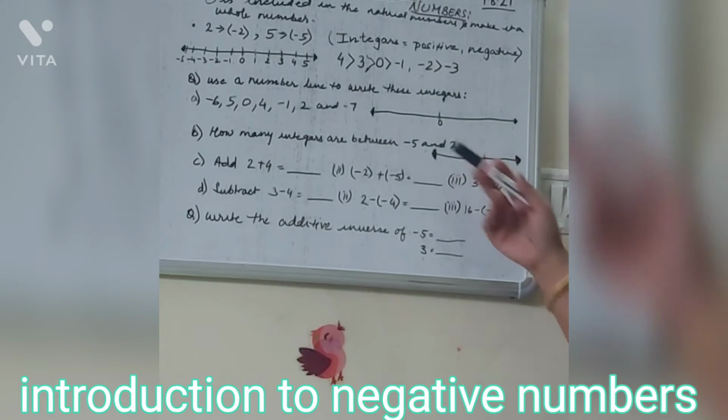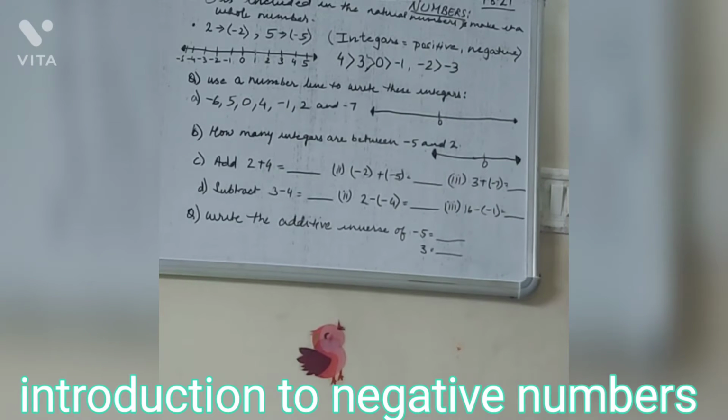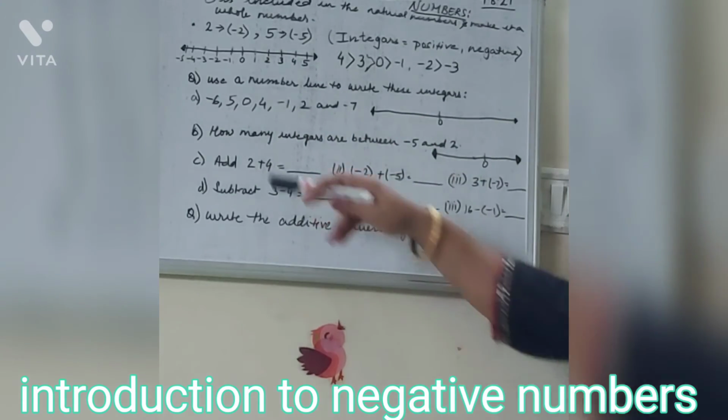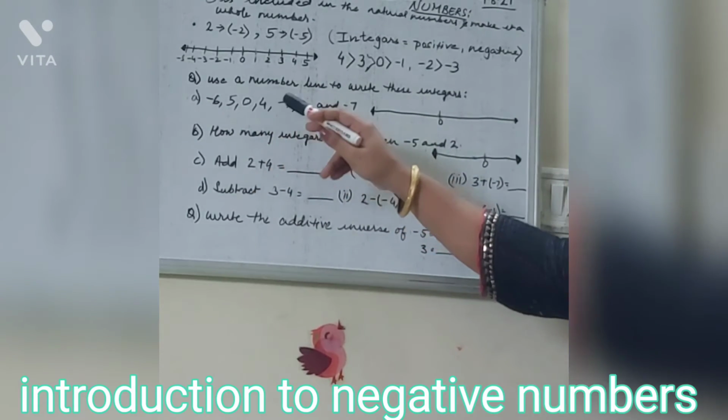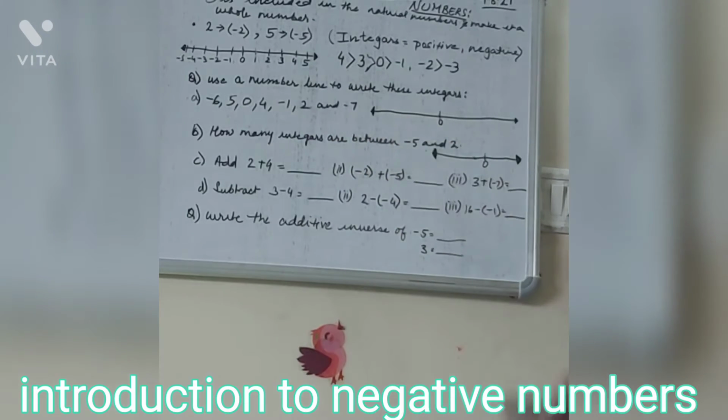Now I am solving 2 or 3 questions regarding negative numbers so that the concept is clear. Use a number line to write these integers: -6, 5, 0, 4, -1, 2 and -7. So it's mixed.